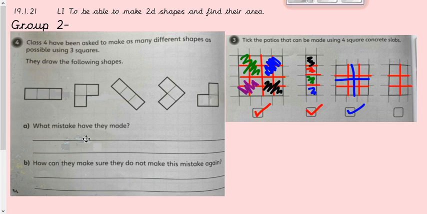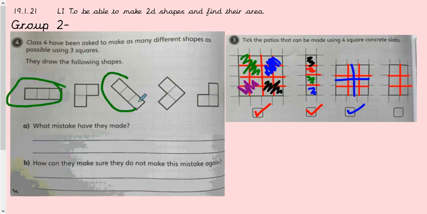Now, the mistake they've made that I've seen is actually this shape. Let me circle it in a colour for you. This shape and this shape are the same. They're just rotated. And the same goes for this shape and this shape. So actually, they're not different shapes. They're just the same, but just rotated. So that's the mistake they've made.